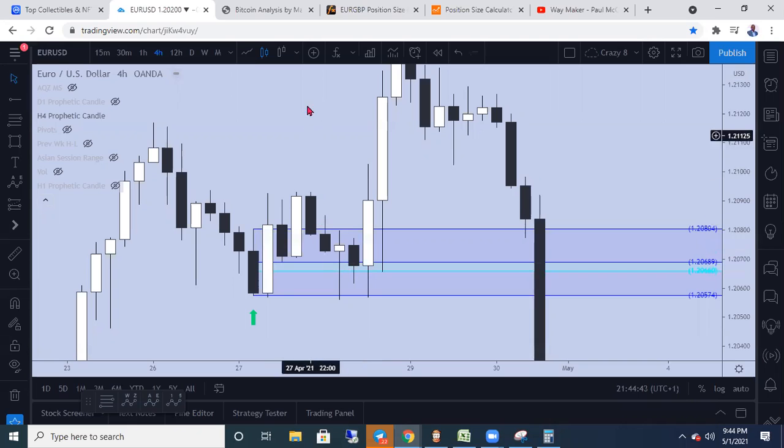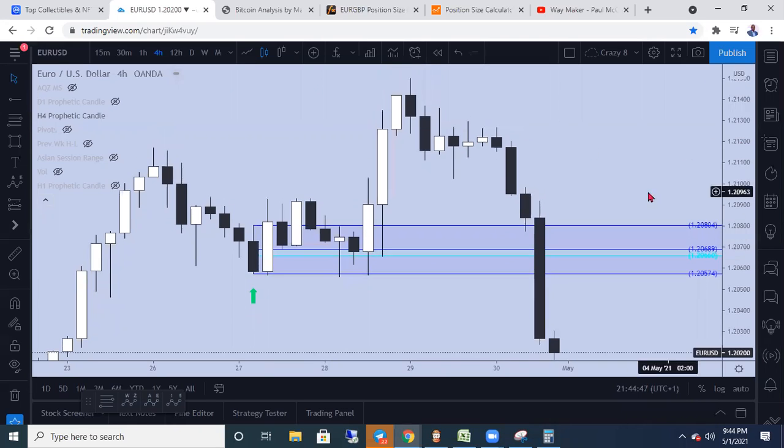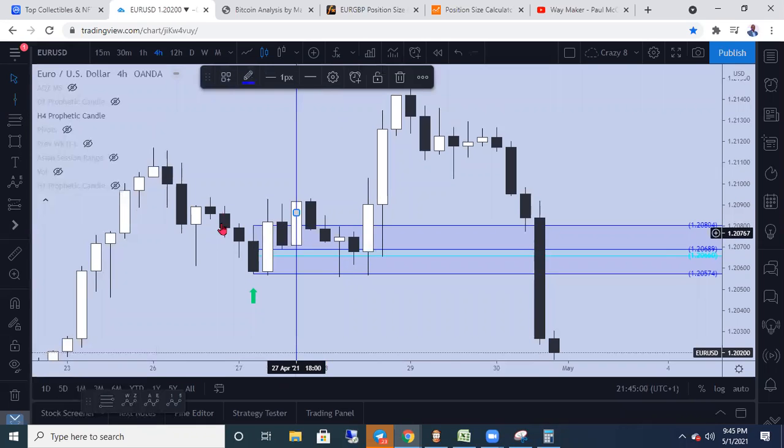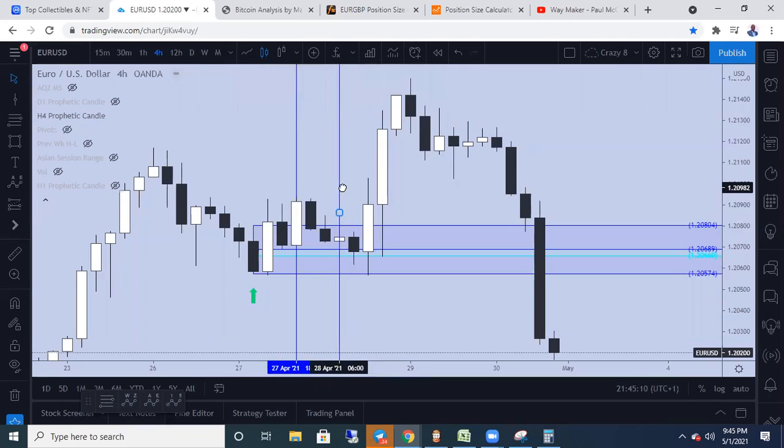So price came to our preferred entry, bought, came to our preferred entry, bought, came to our preferred entry, bought, whoosh, several times. Now, let's see how we would have taken this trade every single time that price came. So we're going to put a vertical line here, another one here, and maybe another one somewhere around there.